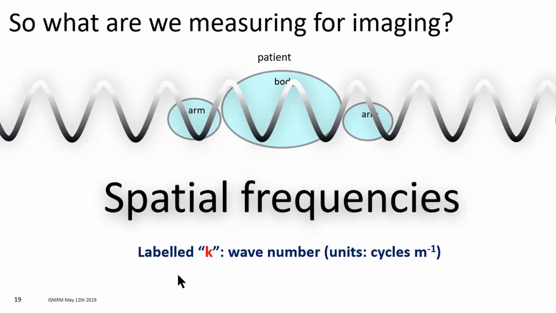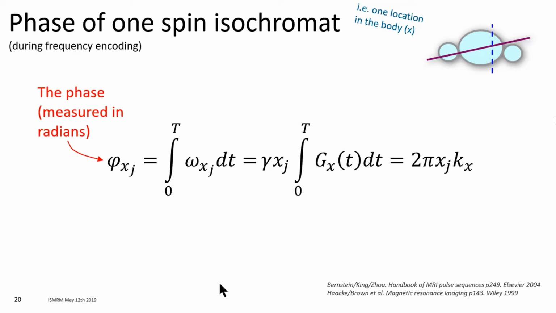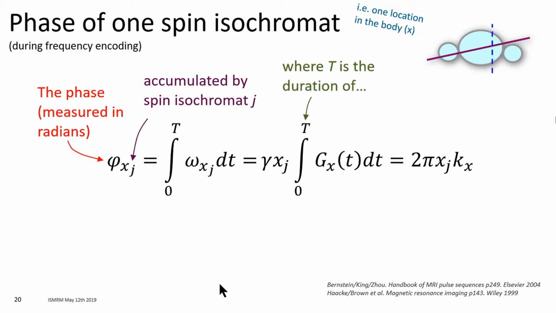So what are they waves of? To understand this, let's go back to our frequency encoding gradient. What happens at one position in the body to one net magnetization vector while the gradient is on? Well, it accumulates phase. The phase, measured in radians, accumulated by a particular group of spins, a net magnetization vector, is equal to the time of and the strength of the gradient that it's experienced so far. It accumulates phase depending on the gradient strength it experienced and for how long.